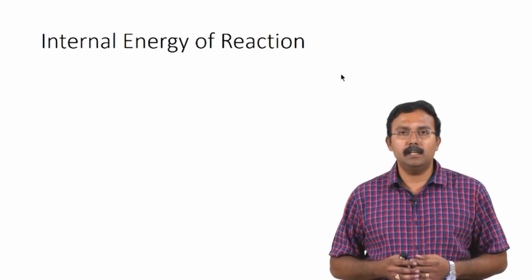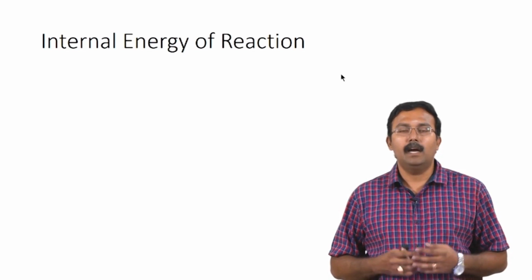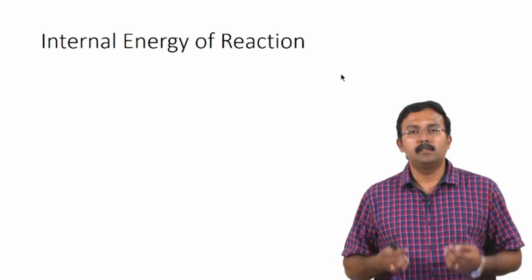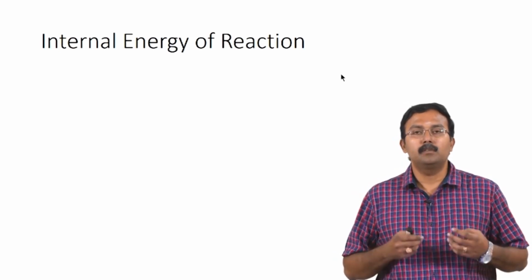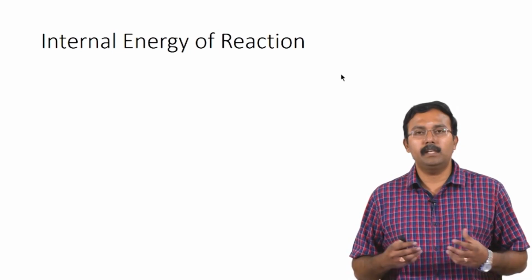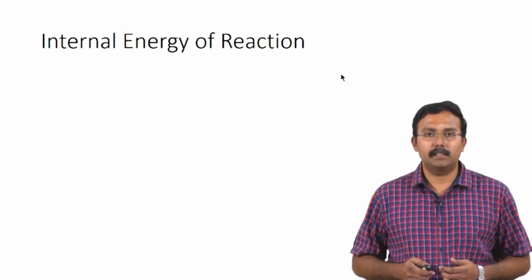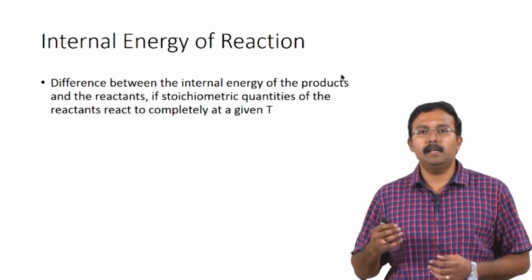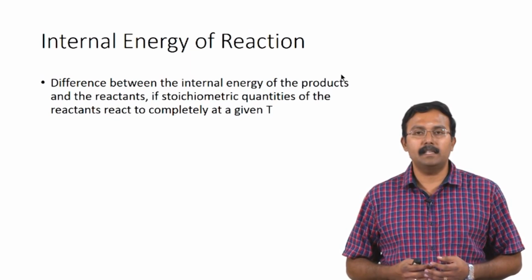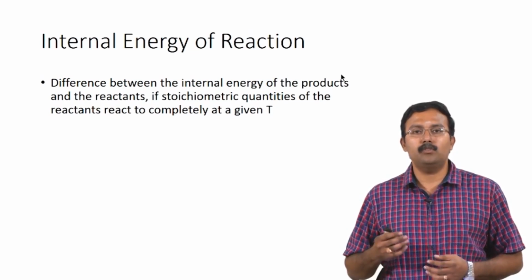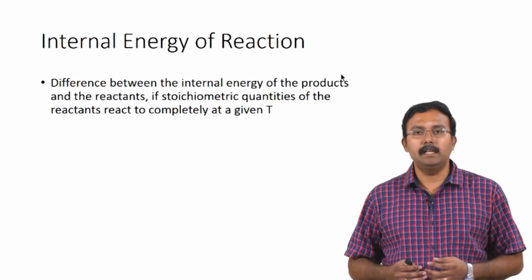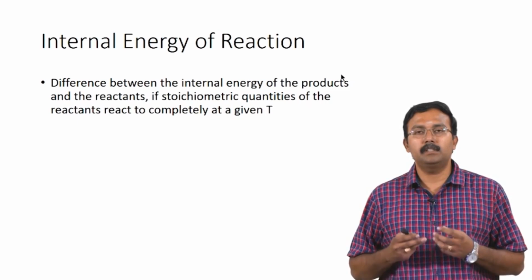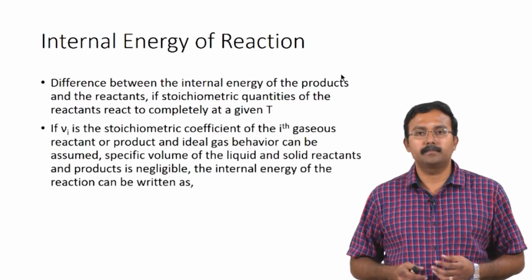This change in internal energy would also have to be calculated and used in energy balance calculations for closed systems at constant volume. For this reason we need to know how we can calculate the internal energy of a reaction. It is defined as the difference between the internal energy of the products and the reactants if stoichiometric quantities of the reactants react completely at a given temperature and pressure. This is the definition for internal energy of reaction.